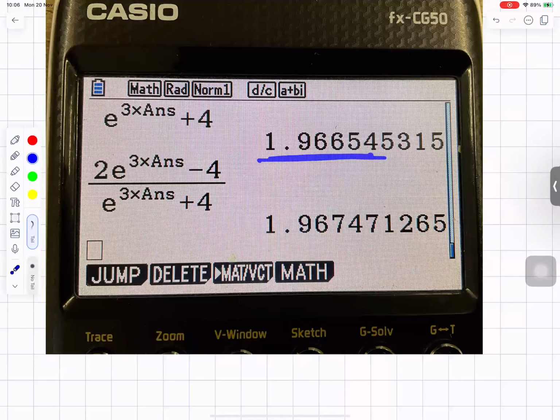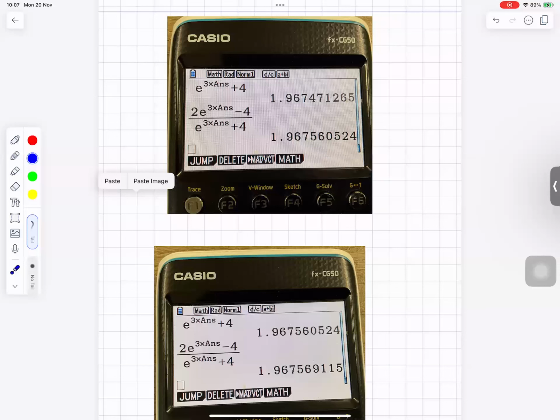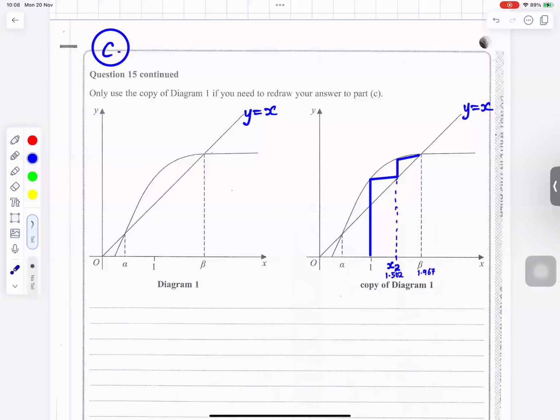When you get 1.966, you put that in the calculator for that answer, you get 1.967. And when you do it again, you get the next answer. You carry on until you get 1.96756, 1.96756, these are the same. So you can stop there because you got enough answers to 3 or 4 decimal places.